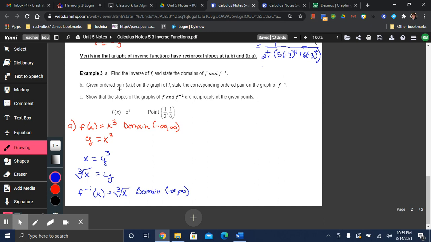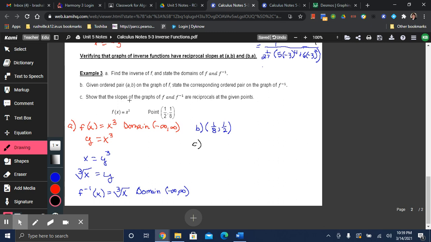All right, part B. Given the ordered pair A, B, state the corresponding ordered pair on the graph of f inverse. So that's easy for part B. The ordered pair would just trade places. So 1/8, 1/2. And then the last part, part C, I think I'll put it right here to start.